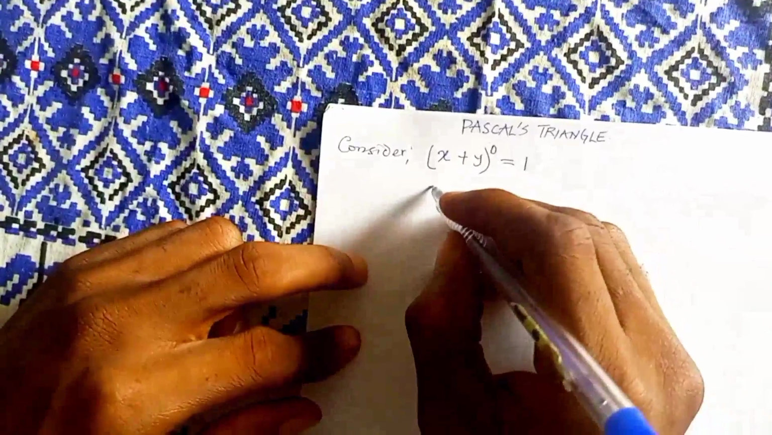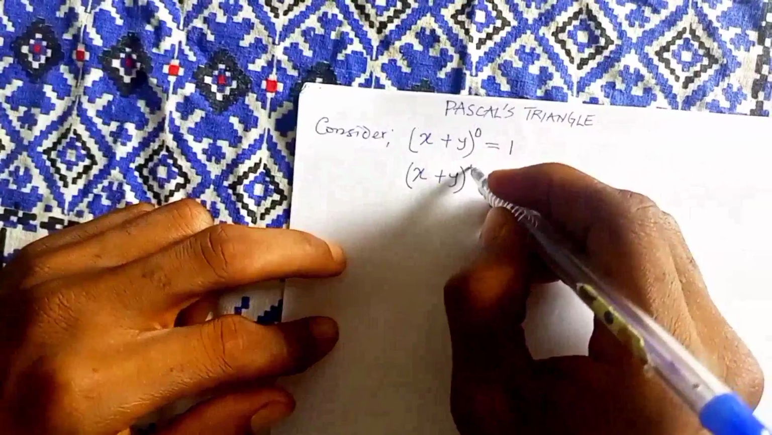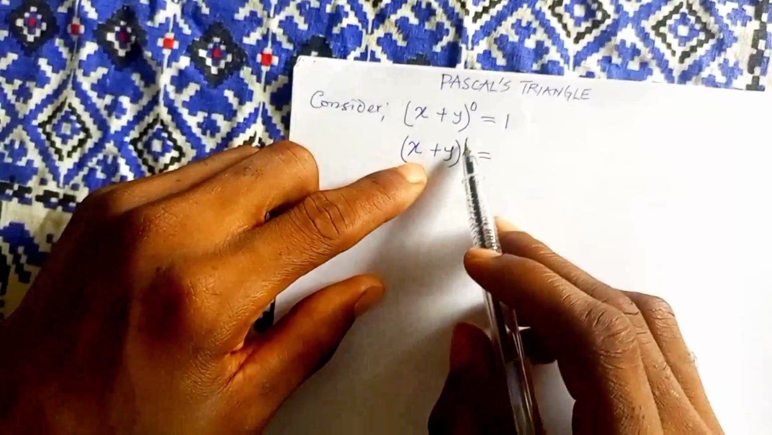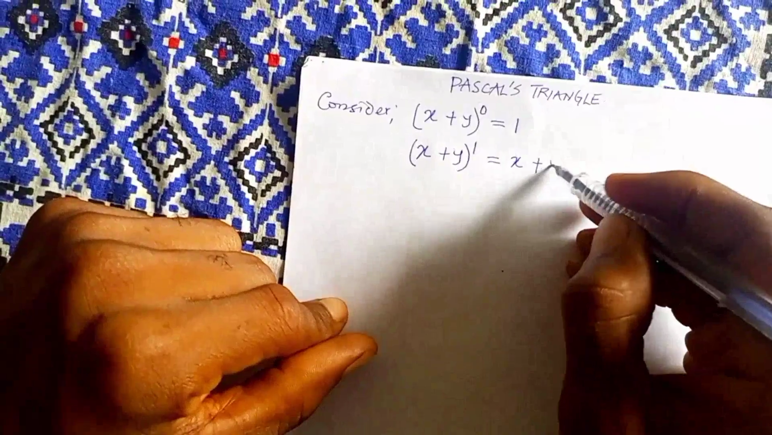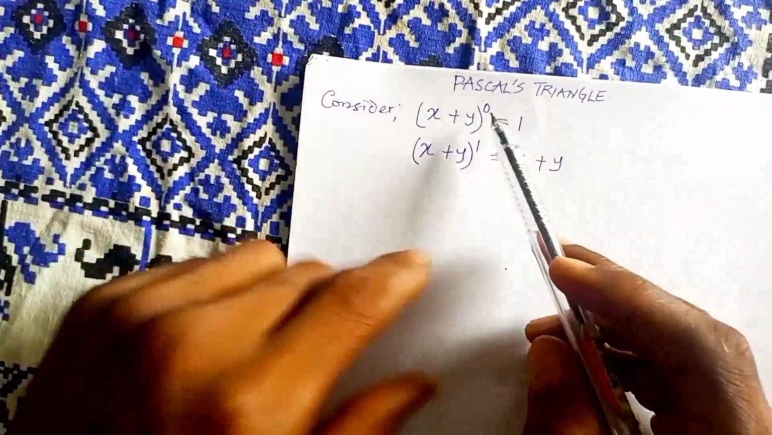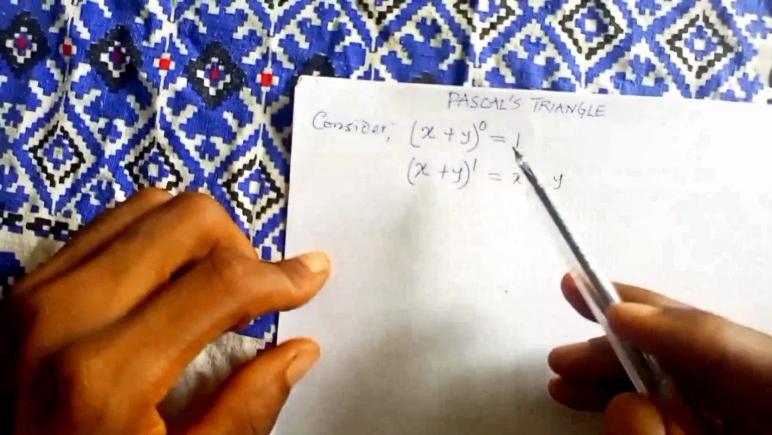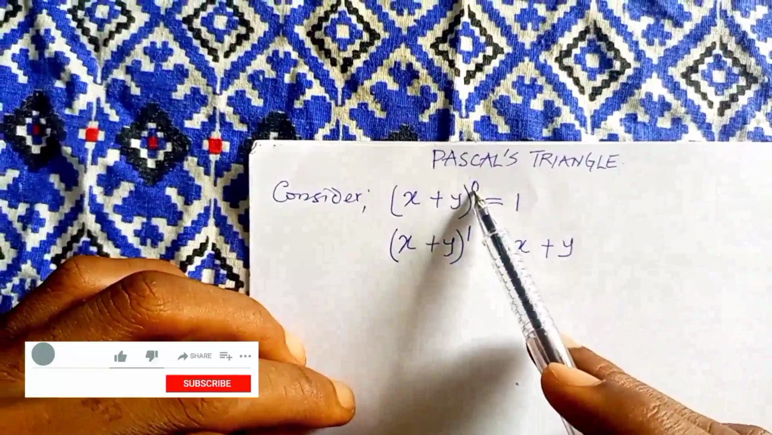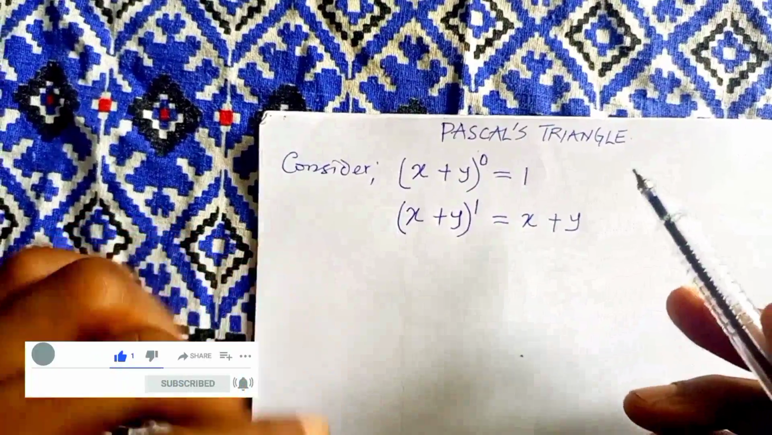Now let's continue, let's assume we have x plus y raised to power 1. In this case, both are raised to power 1, so we simply have x plus y. Now take note, we call these the powers, and in the binomial theorem, we call them the rows, to represent either the rows or the powers.